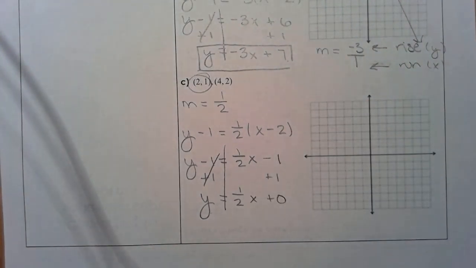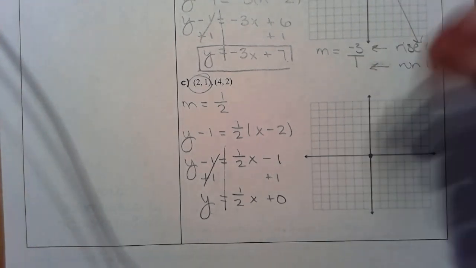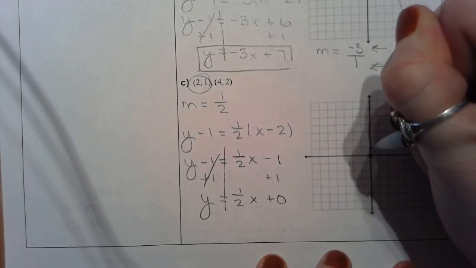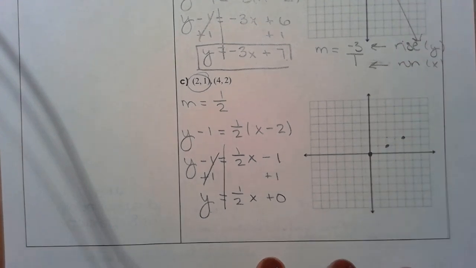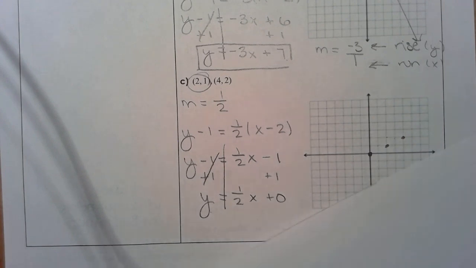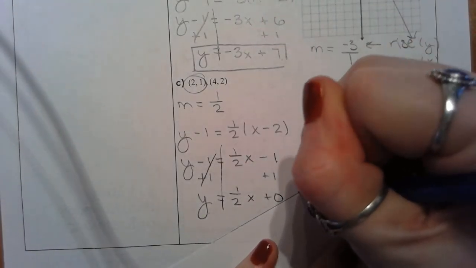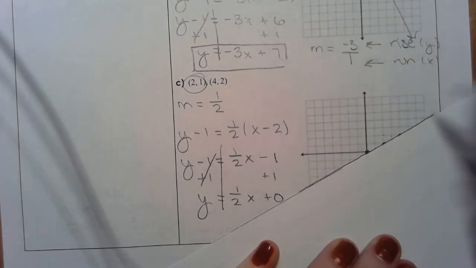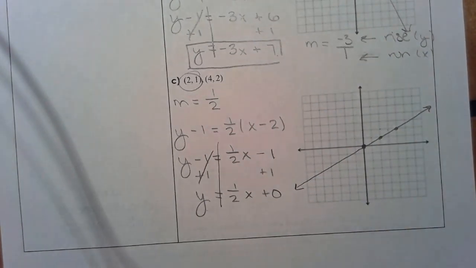Okay, so now I'm just going to go ahead and graph this. My y-intercept is 0, and so I'm going to go to 0 along the y-axis. And now my rise is 1, so I'm going to go up 1, and then my run is 2, so over 2. Up 1, over 2. Now I'm going to connect those to finish out my graph. And now we are finished.